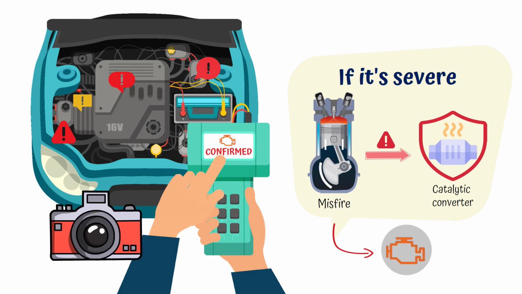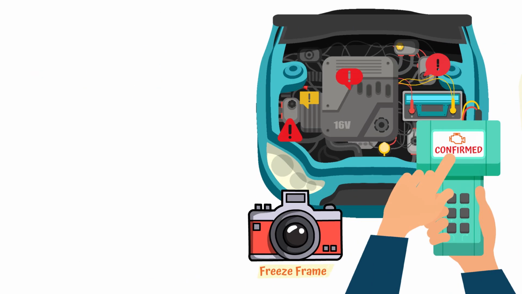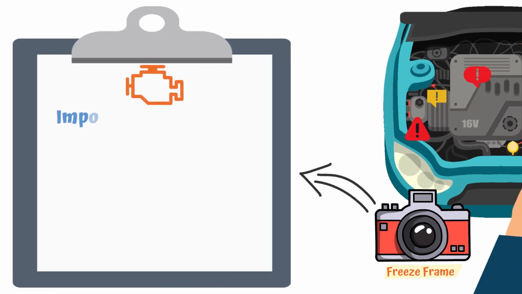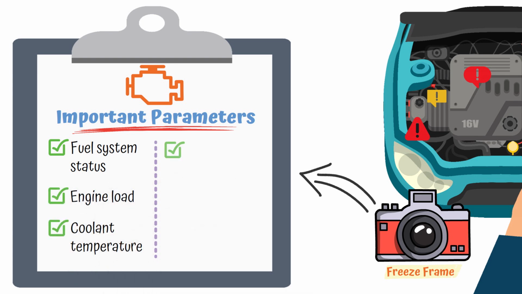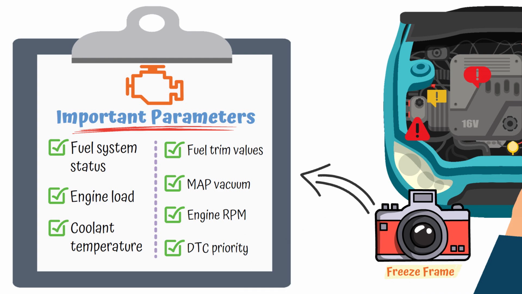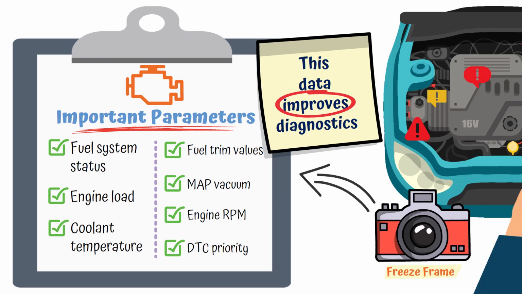Meanwhile, the system captures a freeze-frame snapshot of engine conditions at the time the MIL turns on. This snapshot includes important parameters such as fuel system status, engine load, coolant temperature, fuel trim values, MAP vacuum, engine RPM, and DTC priority. This detailed data helps technicians diagnose the issue more effectively.